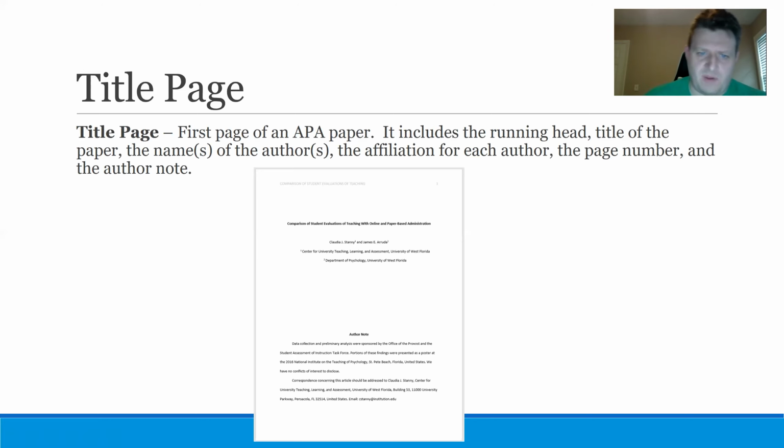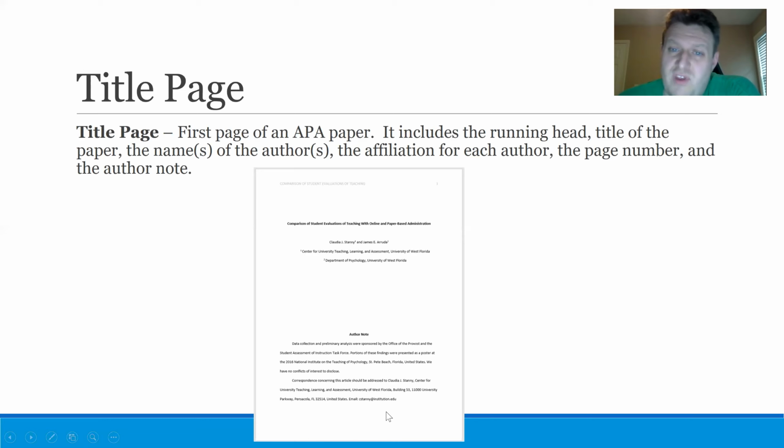What else? Okay, we have the affiliation. So we see these little superscript numbers, and this tells us where these individuals are located. What is their affiliation? What university are they a part of? So make sure that you include that for yourselves as well. We have an author's note here at the bottom. Typically in the author's note, if your research was funded by a grant, you would include that here. Additionally, in the author's note, you include a corresponding address.